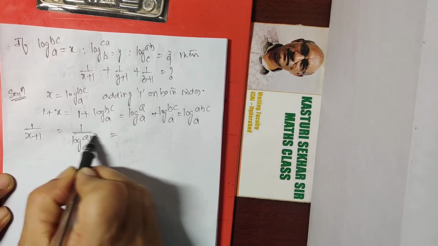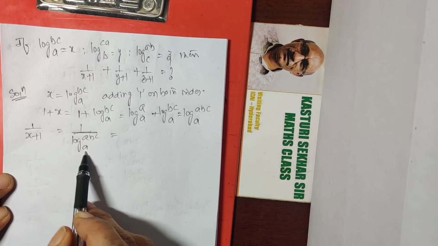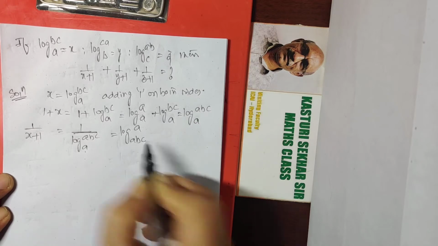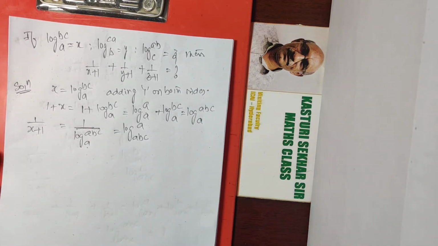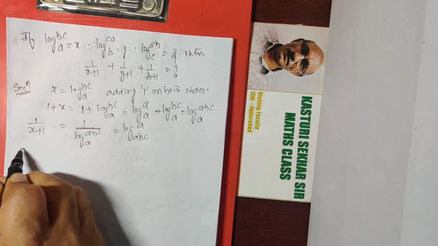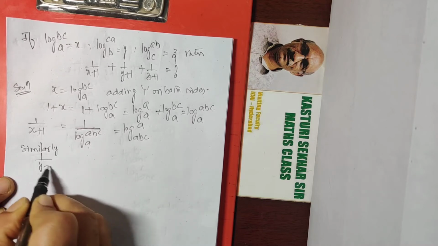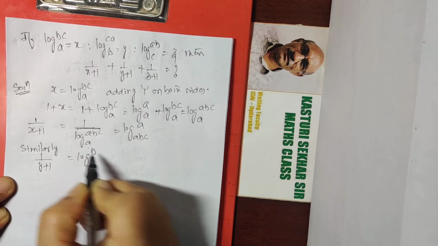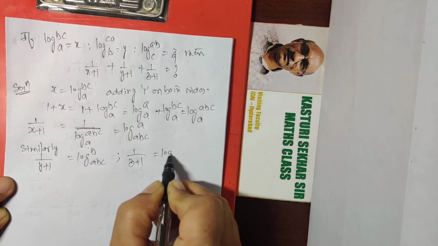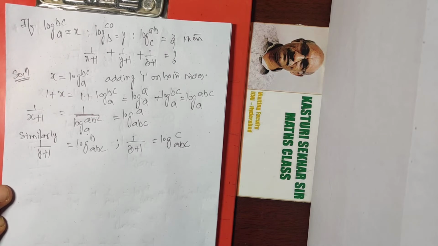I will take this log term to the numerator. When I take this log to the numerator, this base will become number, this number will become base. Log A to the base ABC. 1 by x plus 1 can be written as log A to the base ABC. Similarly, 1 by y plus 1 can be written as log B to the base ABC. 1 by z plus 1 can be written as log C to the base ABC.